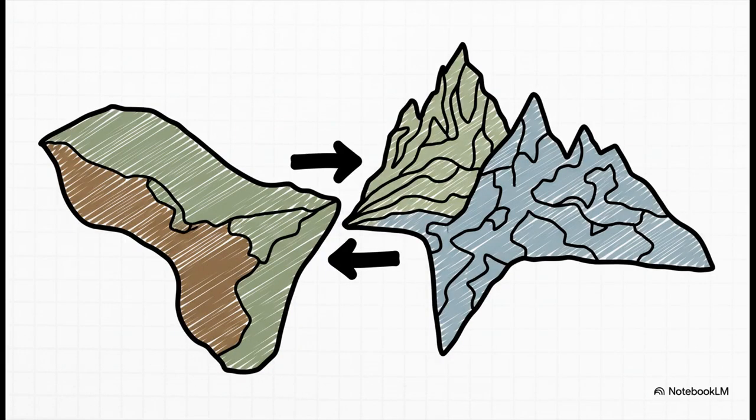And the most famous example of this? The Himalayas, the tallest mountains on the entire planet. They were created when the Indian plate slammed into the Eurasian plate. It's literally the Earth's crust crumpling up, just like that carpet we were talking about.